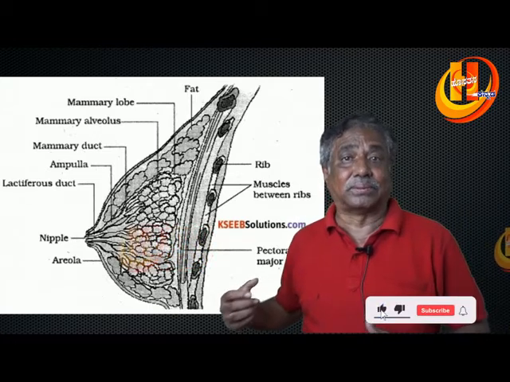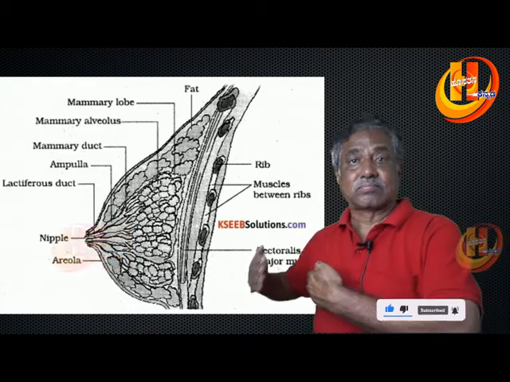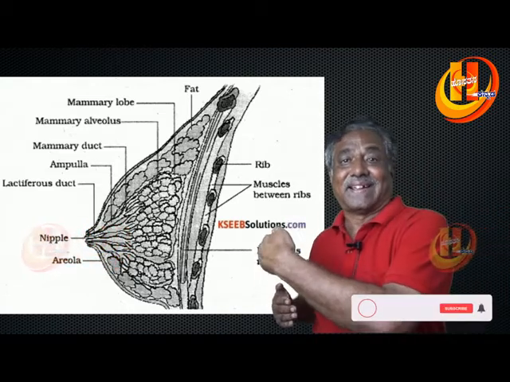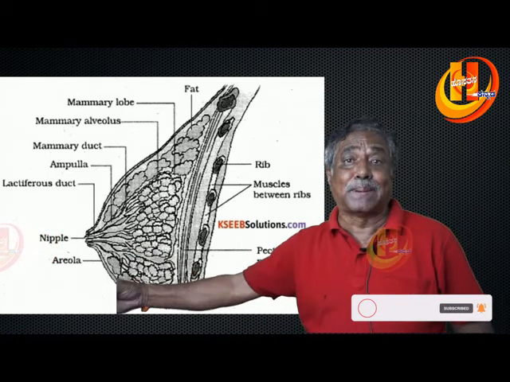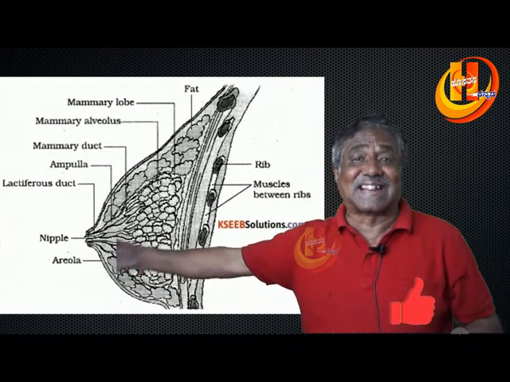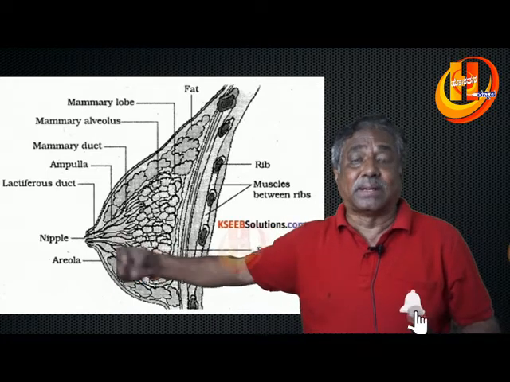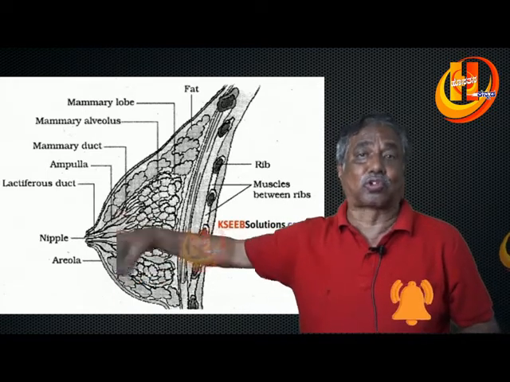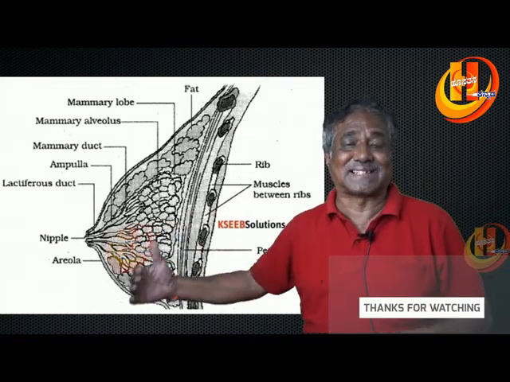LA is done, that is mammary lobules and alveoli. Next, D comes, mammary ducts. Mammary ducts open into ampullae, which open into lactiferous ducts. The milk flows through these lactiferous ducts to the nipple.